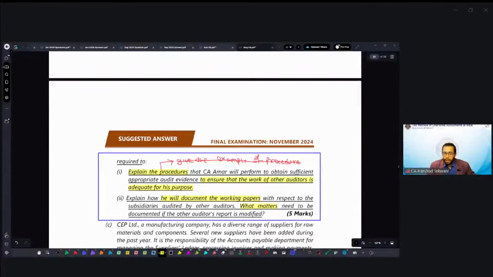Okay. So here you need to specify the matters rather than going to SA 230, and that is how you are required to write the answer. Any question? Any doubt? All clear?